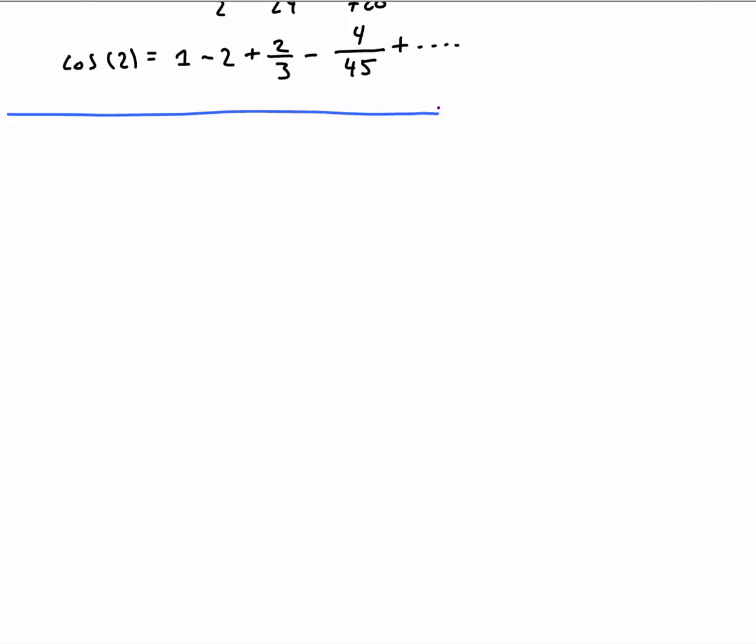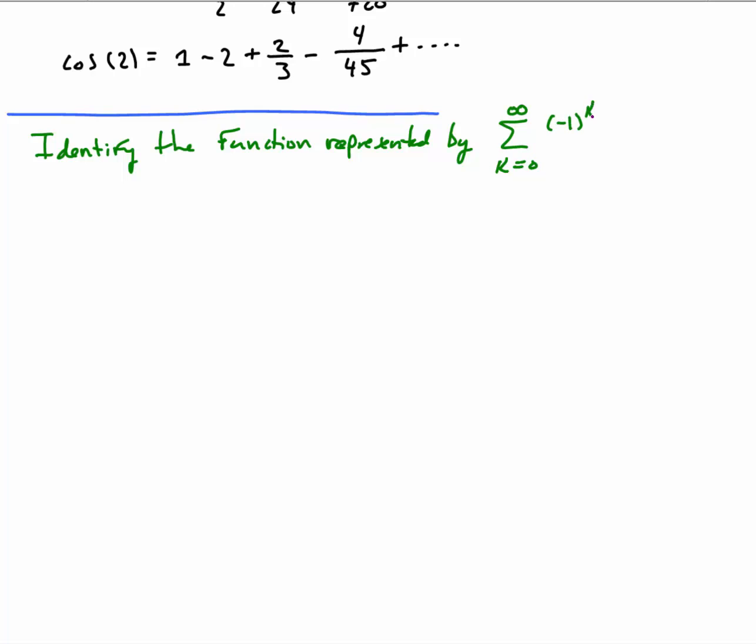So I just want to clarify the process here, and we're focusing just on this one thing. I want to be able to identify the function that is represented by a particular Taylor series. So identify the function represented by the Taylor series, the sum from k equals 0 to infinity of (-1)^k. So I definitely have an alternating series here, x^(2k) all over 4^k.